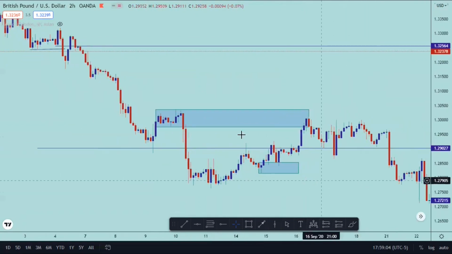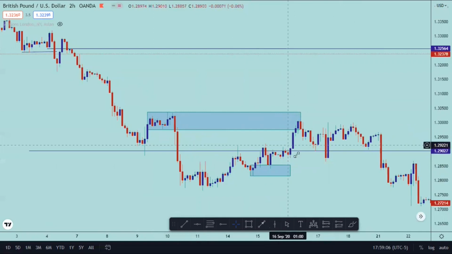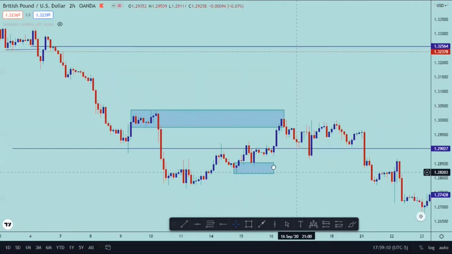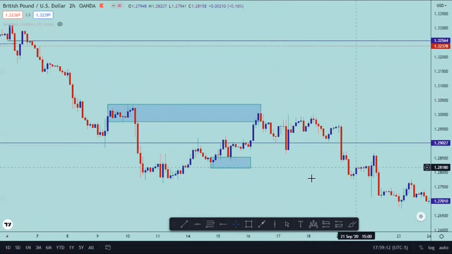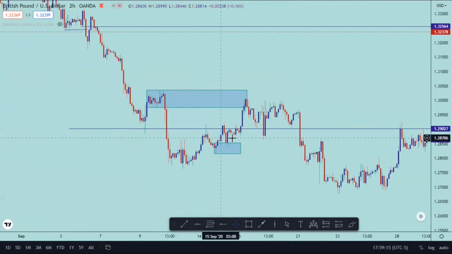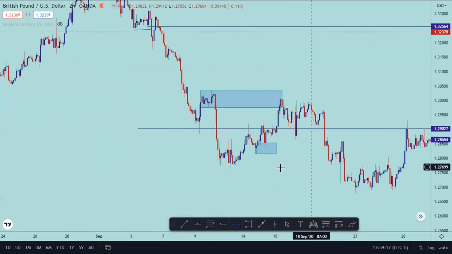Now as you can see, when price came into our area of interest, you have impulse, retracement, but price failed to make a new high, and now what do we have? A break of structure. Okay, so it's as simple as that. Very simple. You don't want to complicate things.